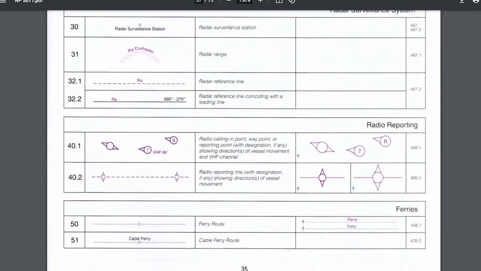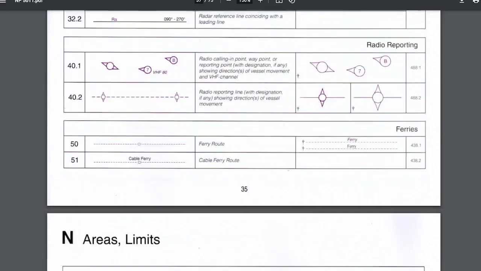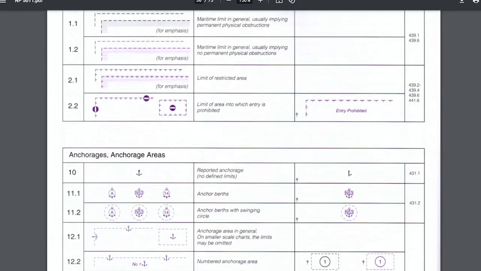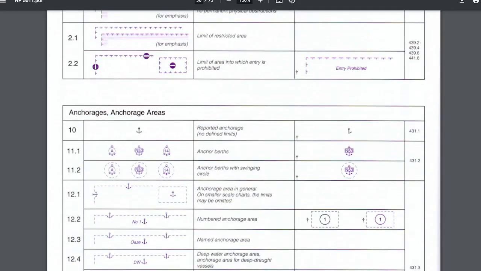Radio calling point. This is also asked in the exam. Which one is which? Anchorage marked. Reported anchorage. Anchor berths. Anchor berths with swinging circle.